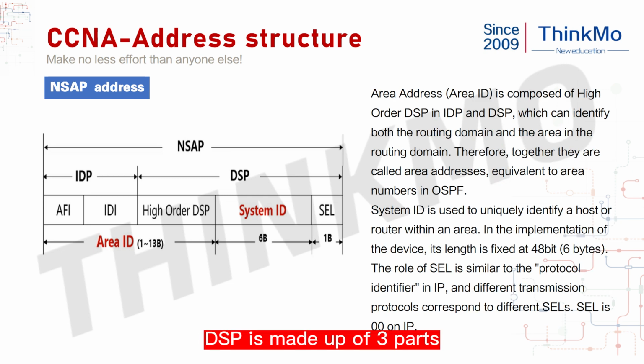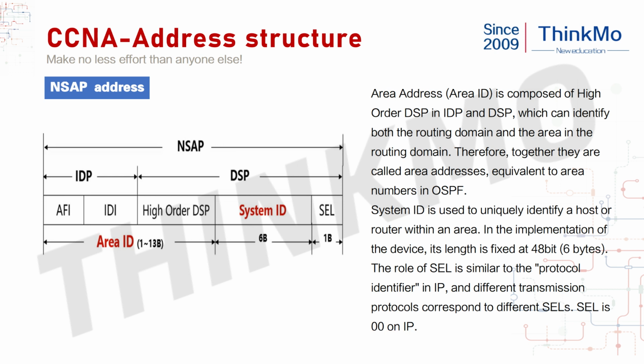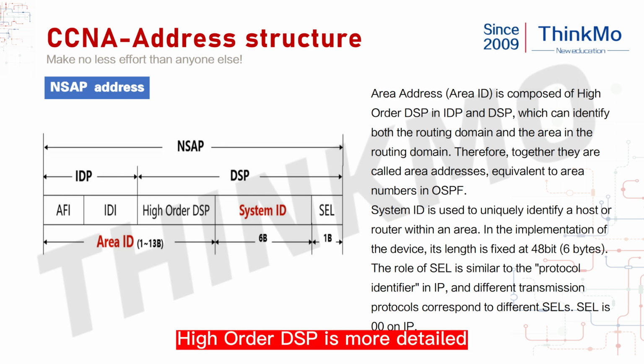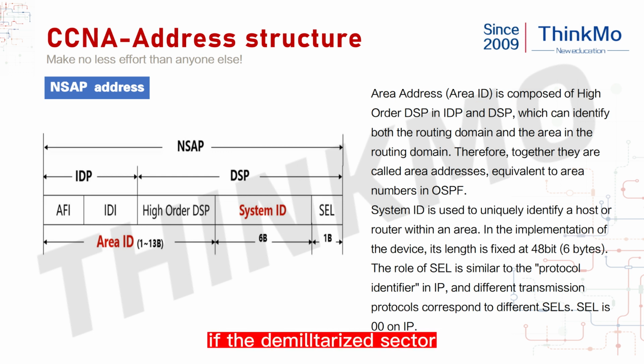The DSP is made up of three parts. High-order DSP is more detailed. Like in the military sector, it's for the Army, or used by the Air Force. It's a hierarchical concept. If it's the demilitarized sector, it's for the government or for the common people. This is the high-order DSP.